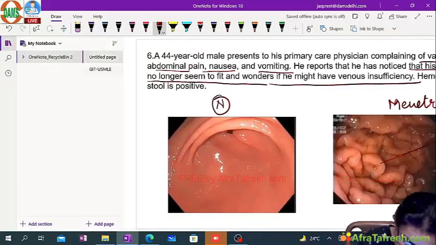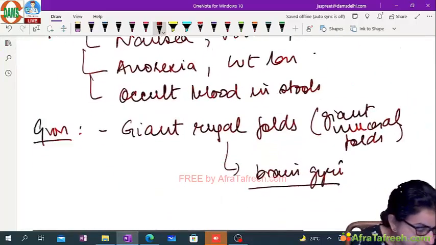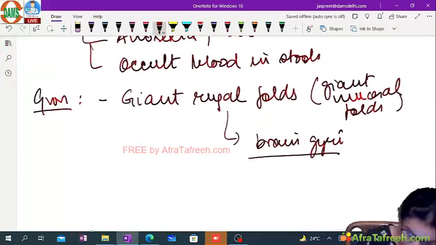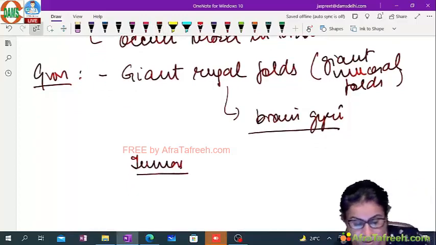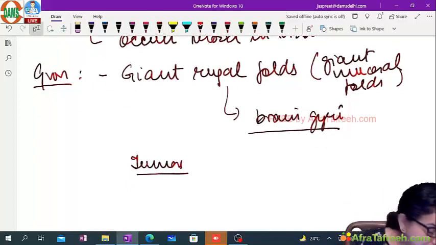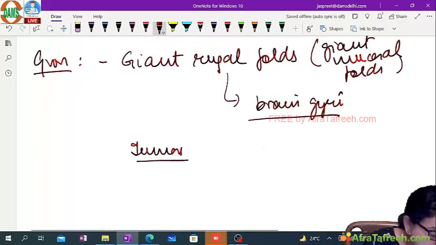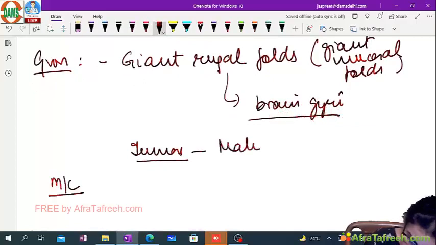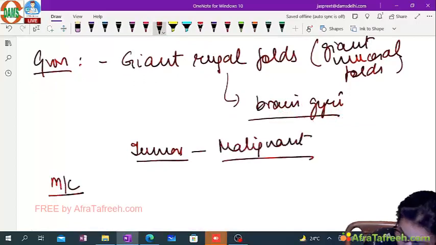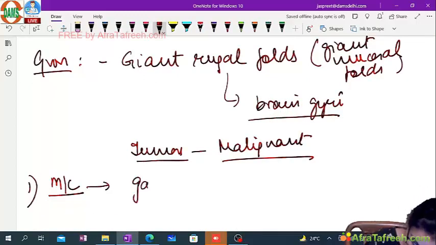Then the next entity in stomach is tumors of the stomach. Okay, tumors of stomach. Okay, you are answering. All right. Okay, edema. Okay. So which are the malignant tumors of the stomach? Most common malignant tumor of the stomach is gastric adenocarcinoma.